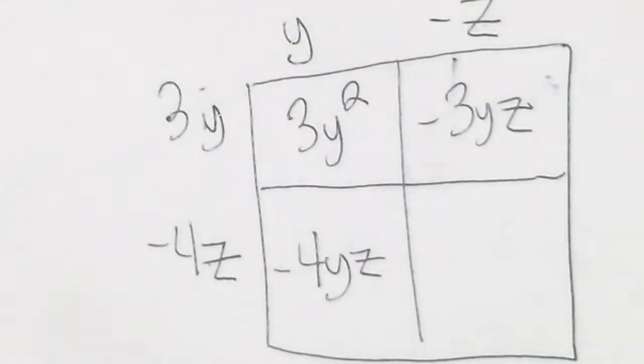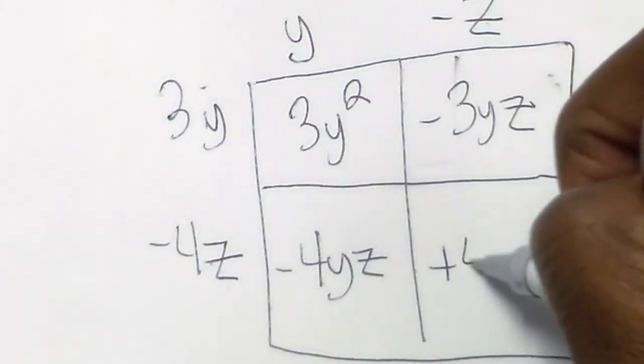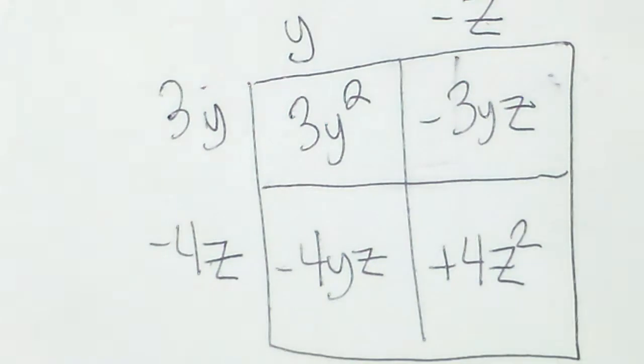4yz. Why is it yz in that order? Hopefully you answered, because it has to be in ABC order. Correct. And then negative 4z and negative z is going to give us a positive 4z squared.